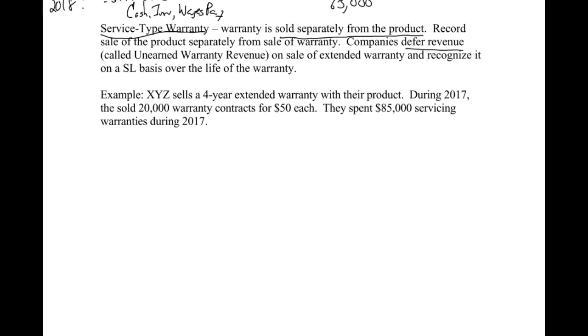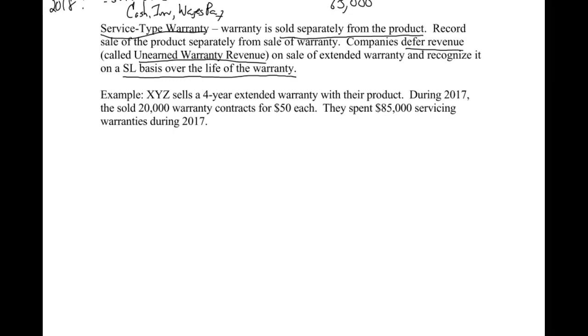Okay, so I've seen it called deferred revenue, unearned warranty revenue, so probably either of those are fine. And look, it says we're going to defer it and recognize it on a straight line basis over the life of the warranty. Okay, so let's do that now.